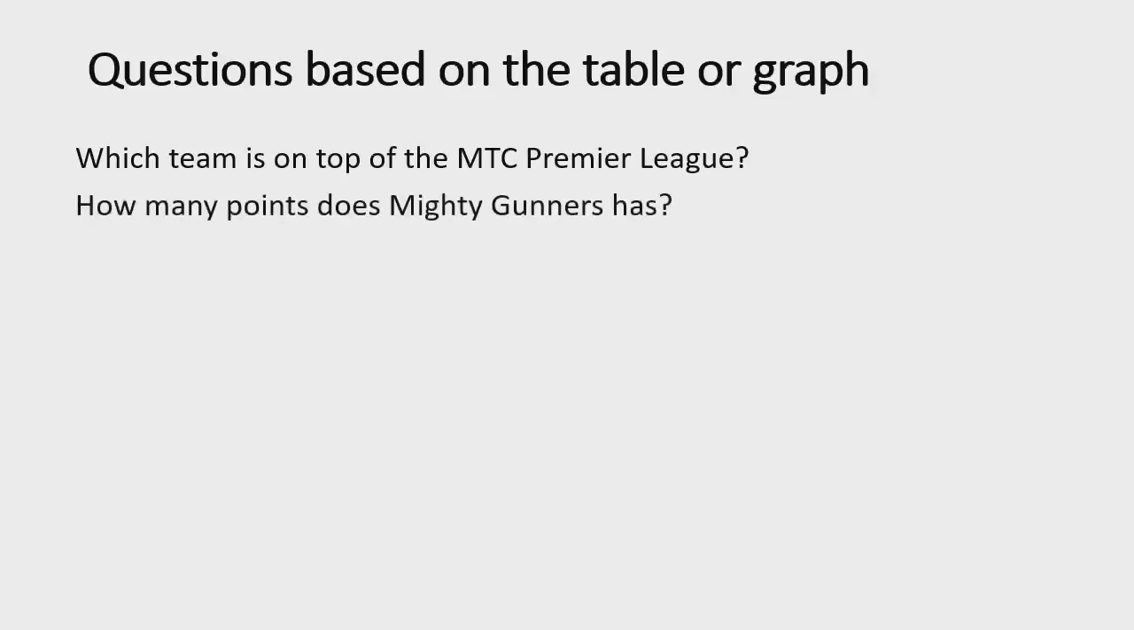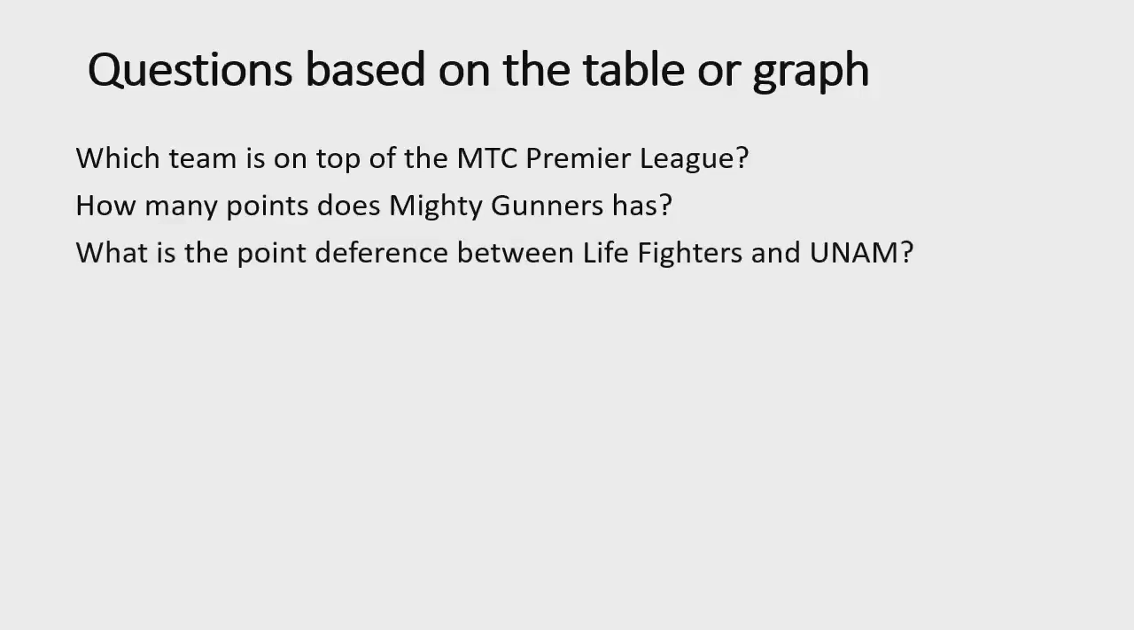The second question that you can ask is, how many points does Mighty Ghana have? Now the student can go to the graph and look at the points that Mighty Ghana has and give you the answer. What is the point difference between Live Fighters and UNAM? So the student can look at the points of UNAM and also the points of Live Fighters and calculate the difference between those two. When you find the difference, then you have your answer.